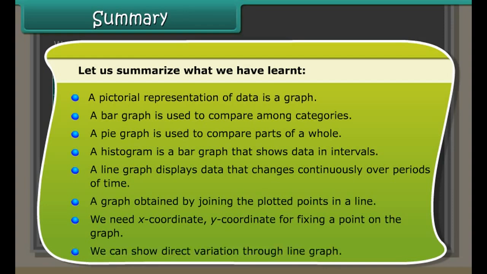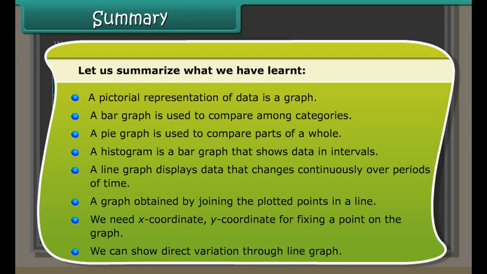Summary. Let us summarize what we have learned. A pictorial representation of data is a graph. A bar graph is used to compare among categories. A pie graph is used to compare parts of a whole. A histogram is a bar graph that shows data in intervals.